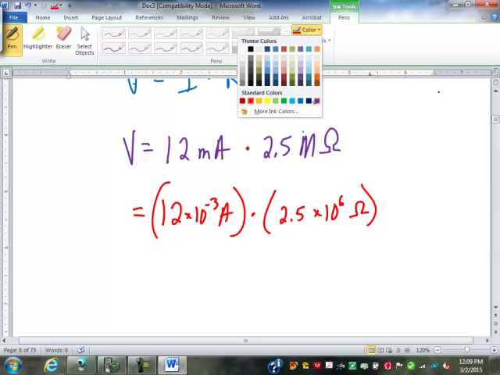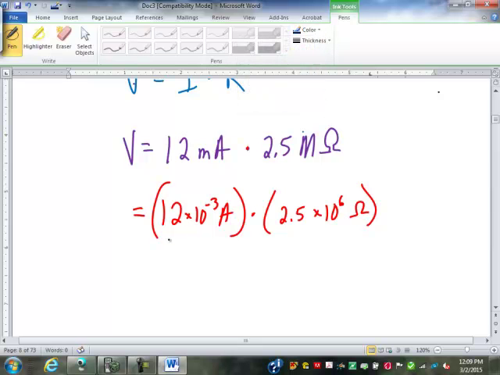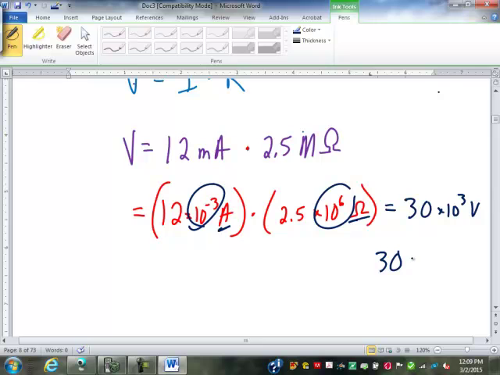Now I can do my calculation. 12 times 2.5 is 30. 10 to the negative 3 times 10 to the 6 is 10 to the positive 3. And then we have to know a little bit of electronics. An amp times an ohm is a volt. So this is 30, 10 to the third is kilovolts.